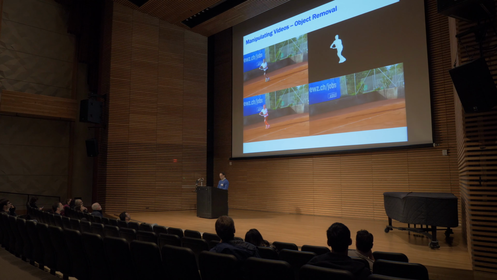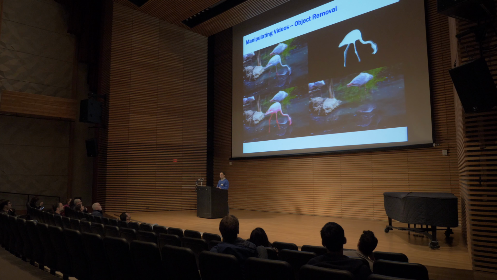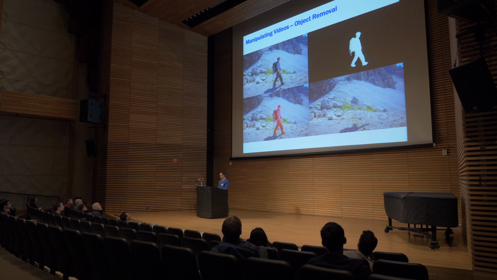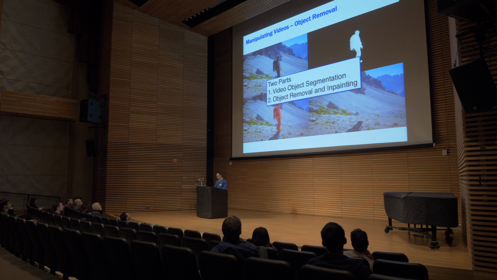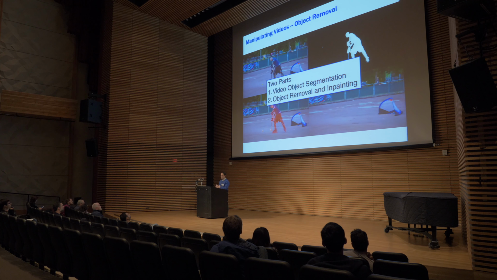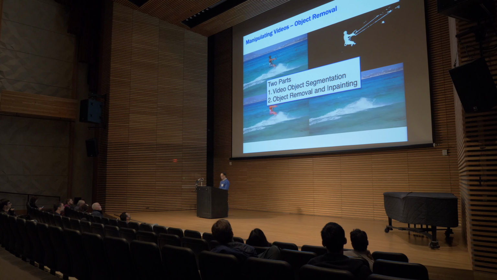In Hollywood, this is done pretty well by artists, by humans, who spend a significant amount of time doing a process called rotoscoping. They draw the boundary laboriously, frame to frame. They'll even set alpha matting levels. It's ridiculously laborious. What we're trying to do is make this easier. There are two parts to this. One is video object segmentation. One is object removal and inpainting.